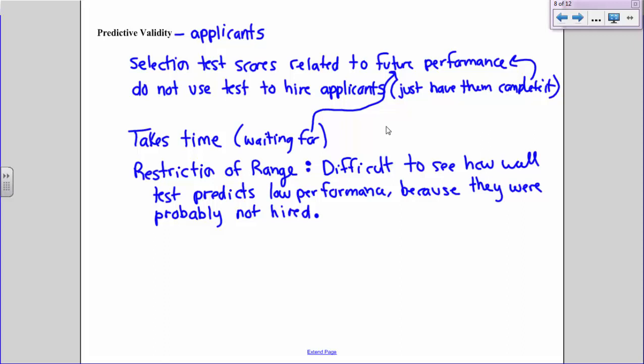So if every applicant is hired, then you would have a wide range of both test scores and employee performance. And with the wider range of scores, the more accurate your estimate of criterion validity is, because you're able to examine the relationship between the selection tool and performance for performers at all levels, not just the supposed good performers who are hired.